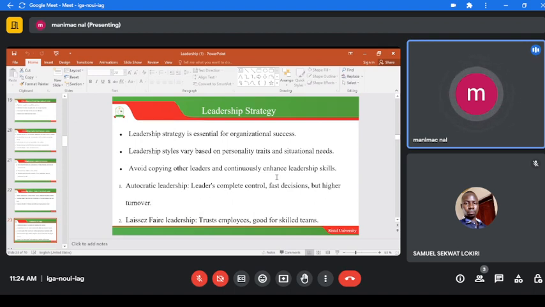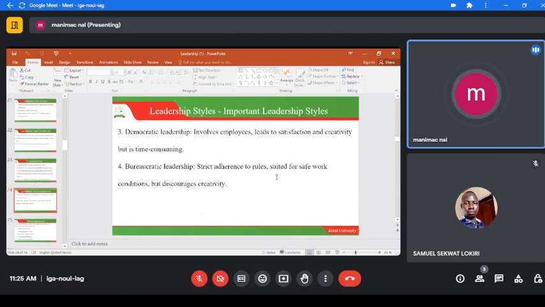If a decision needs to be made very fast, then you do that immediately. Then laissez-faire leadership is another strategy where we expect that leaders trust employees. You don't need to monitor or follow them, but you trust the employees. It is good for skilled teams. Here, trust is put into the employees in what they are going to perform.